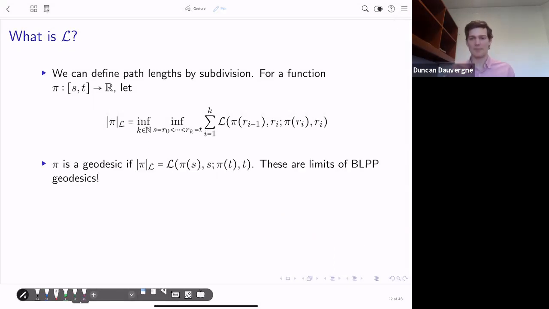So we say that a path pi is a geodesic if its length is just the distance between its endpoints. Okay. And this is one way that we know that this is like the right notion of geodesic: these are actually limits of the geodesics that you were seeing in Brownian last passage percolation. So it is kind of the right notion.